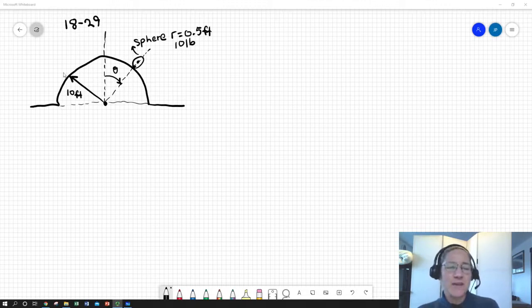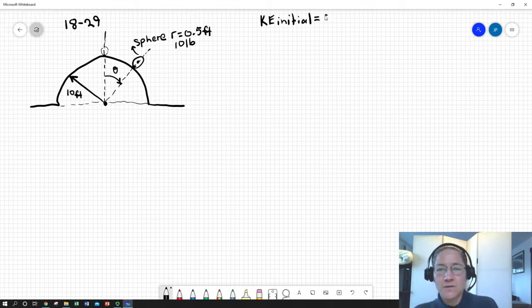So in this problem we have a hill, and it's a hemispherical hill, or maybe a cylindrical hill. And we have a sphere, maybe a big marble, that'd be a pretty big marble. It's a half a foot radius, and it starts up here at the top of the hill, and it starts at rest, so we can immediately write kinetic energy initial equals 0. And the hill is, maybe it's a mound in the garden. It's 10 feet in diameter.